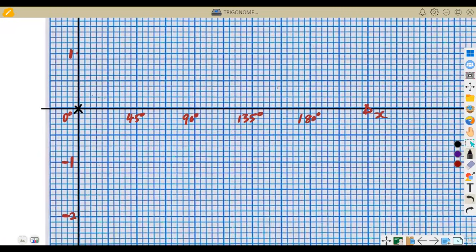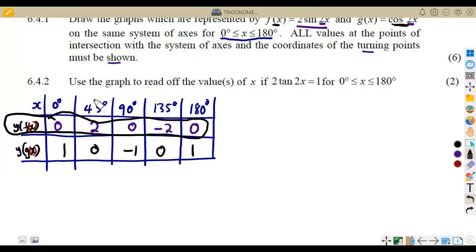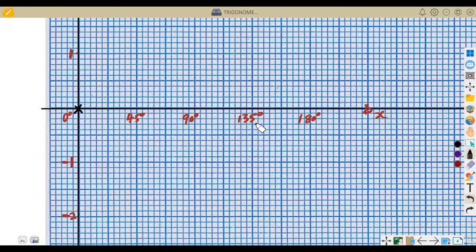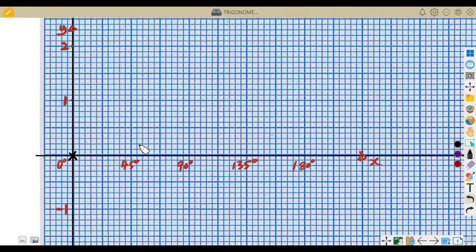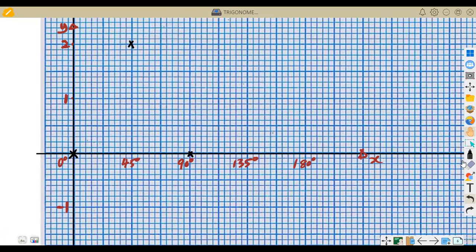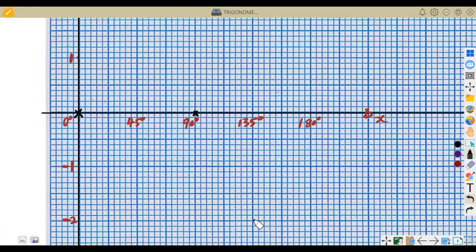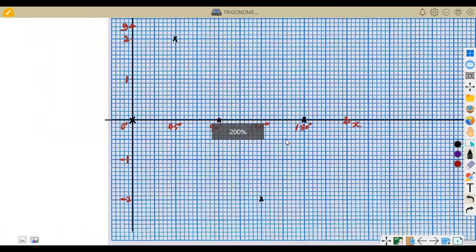All right, we check the other point. 45 versus 2. So this is where we have 2. That's 45 here versus 2. You mark your point. That's it. 90 was versus 0. You do the same. 135 was versus -2. 180 was versus 0. So this is how we are supposed to mark your points.